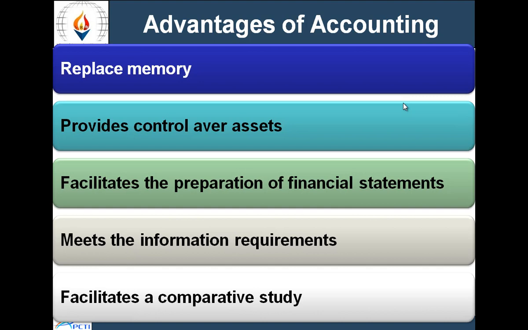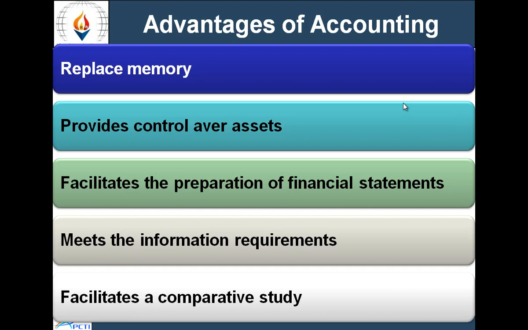Next is provide control over assets. Accounting provides information regarding cash in hand, cash at bank, the stock of goods, the amounts receivable from various parties and the amount invested in various other assets. Information about such matters helps the owners and the managers to make use of the assets in the best possible way.